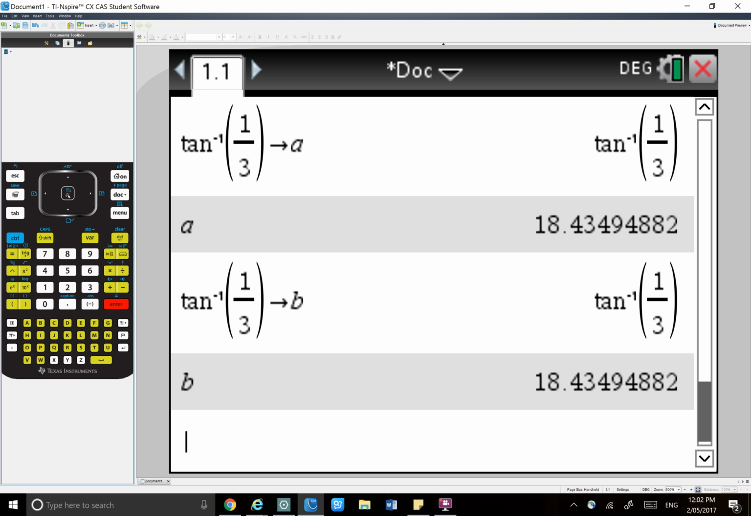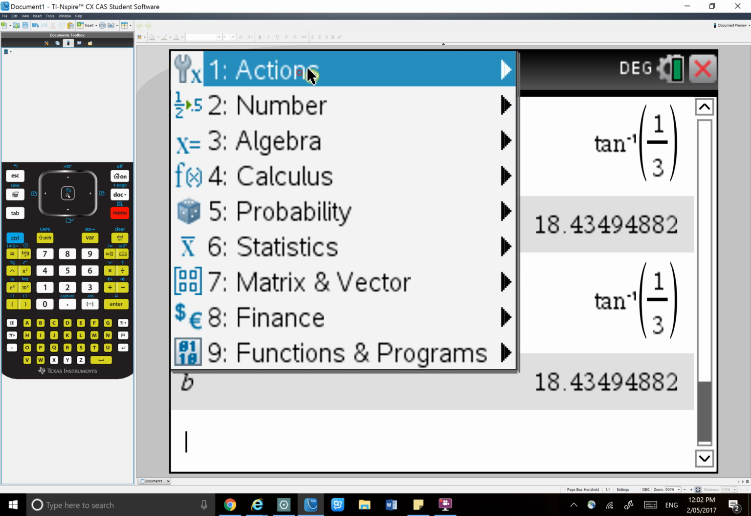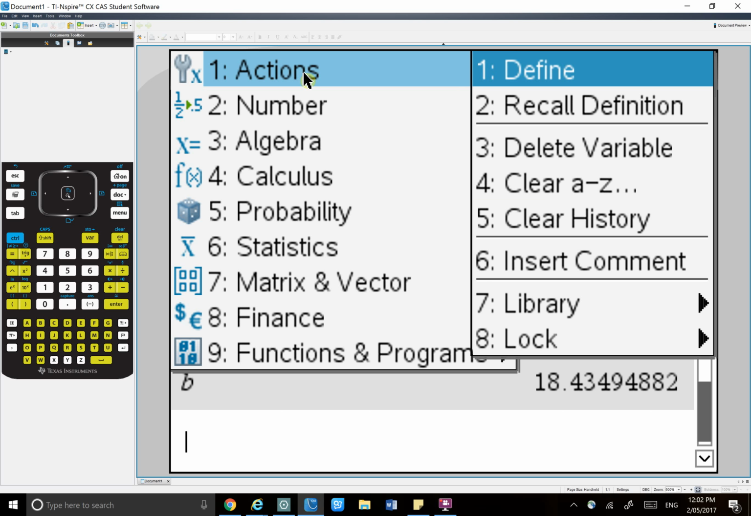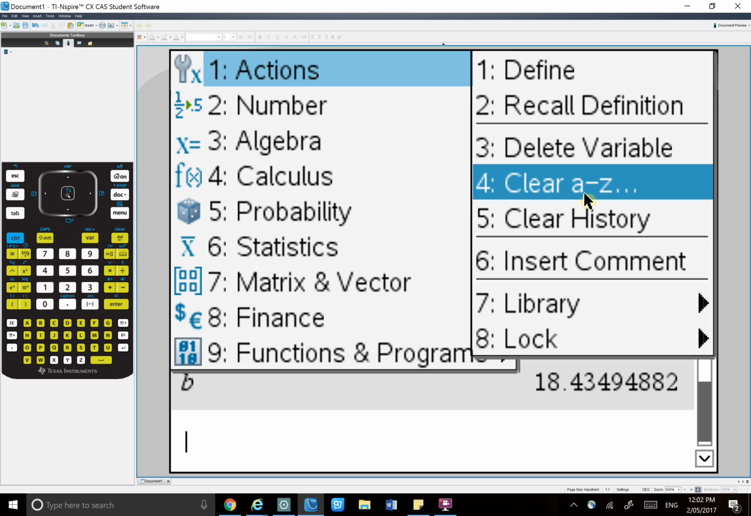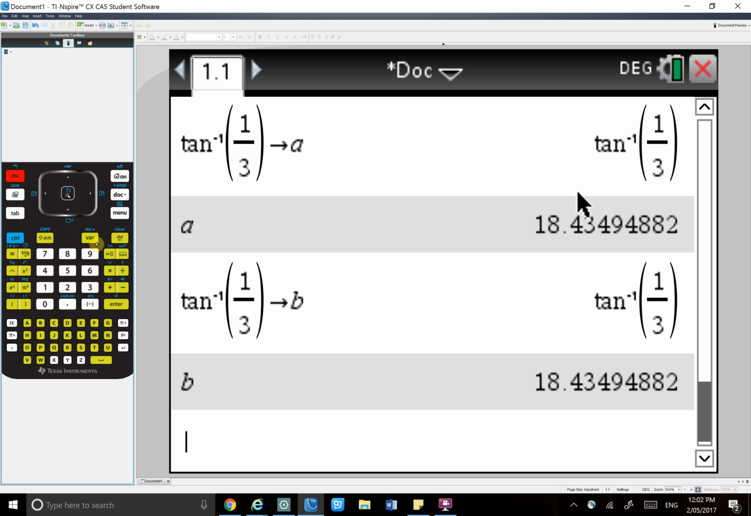What do you mean change it? You will have delayed, clear history. You have actions and clear A to Z. Control VAR. This button, can you see that? This button, above 9, just directly above 9. That button, Control.